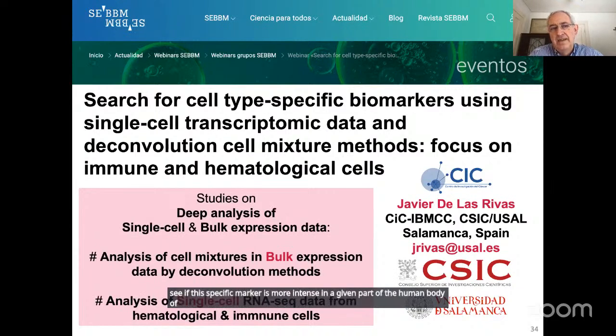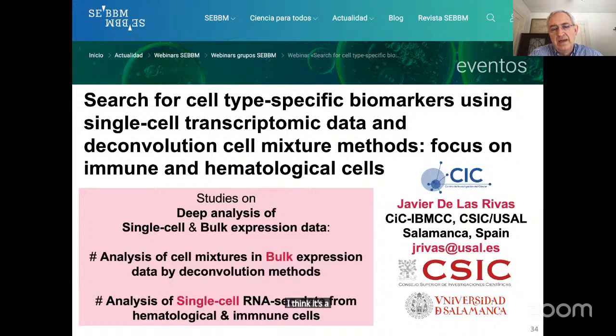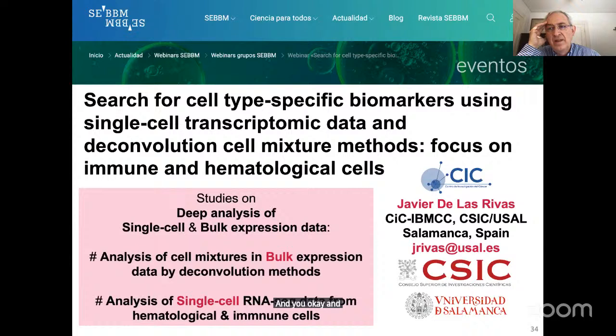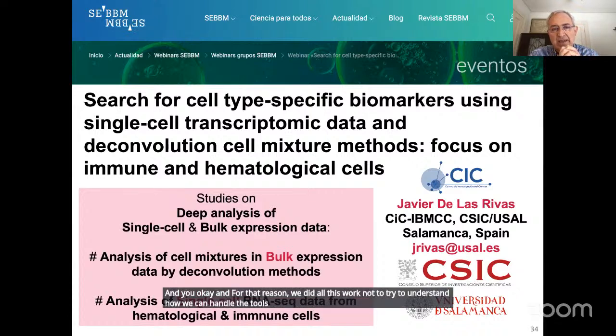I think it's a very powerful tool. Yes, of course. The question is that there is a lot of data, and you have to be careful not to create artifacts, and you have to understand what is the level of granularity of your data. For that reason we did all this work, to try to understand how we can handle the tools and make use of them.